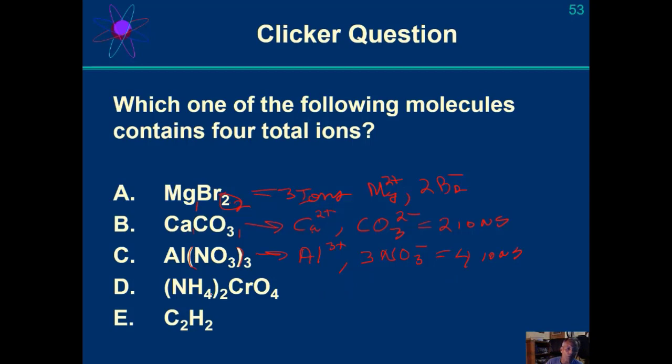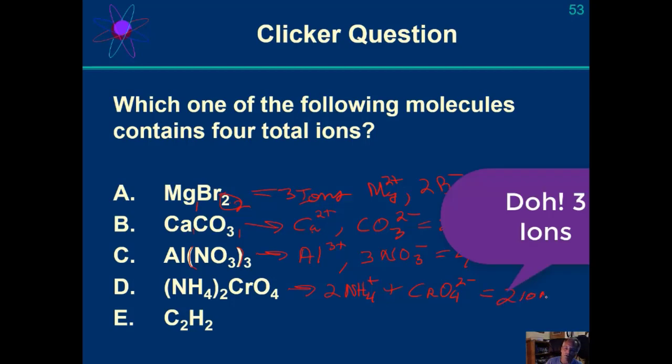And then finally, we've got this. This is your polyatomic cation. Remember, we've got parentheses here, and there's a subscript 2. That means I have 2 of those. So I have 2 NH4 ammonium cations, and I have 1 chromate 2- anion. Okay, I got 2 +1s and 1 -2 ions, so that's 2 ions.